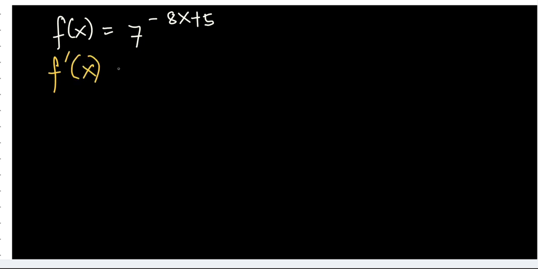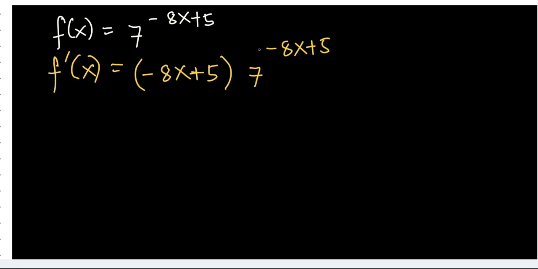Okay, find or differentiate f of x equals 7 to the negative 8x plus 5. So we find the derivative of this. So derivative of f of x is just negative 8x plus 5 times 7 to the negative 8x plus 5 minus 1. No, hold on.